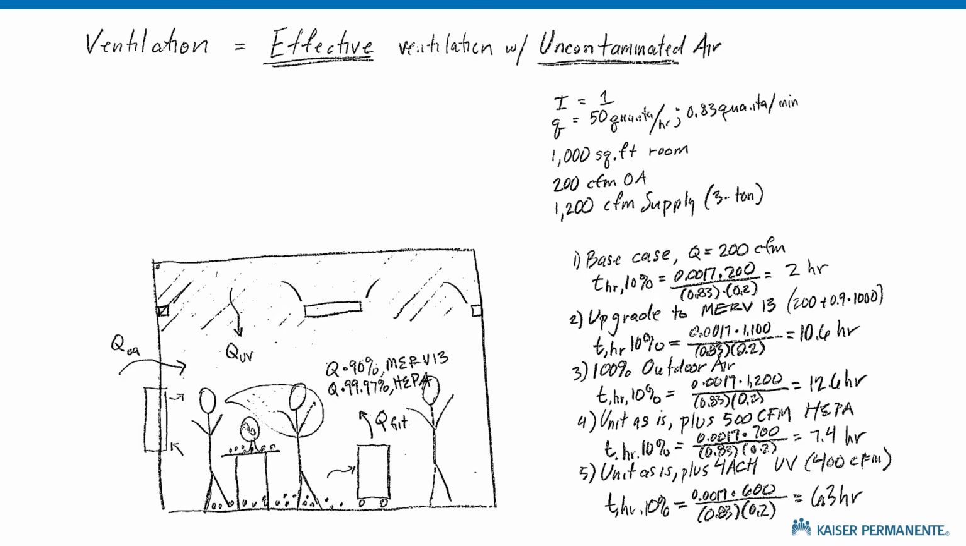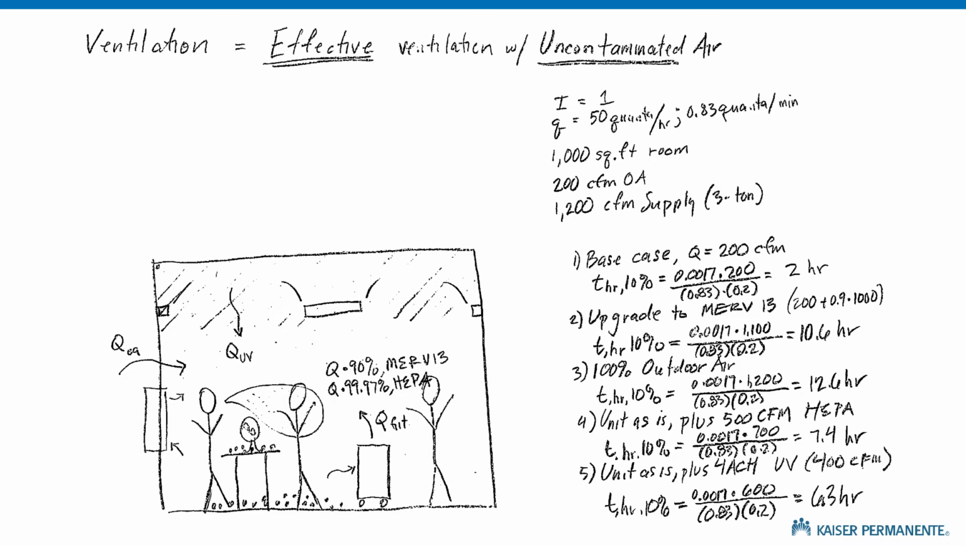We could keep the unit as is, but add a 500 CFM HEPA filter into the room. That's pretty good. Moves the risk up around 7 hours. Or we could put UV lights in, giving us an equivalent of 4 air changes of decontamination. That would be 400 CFM, and it would move the 10% risk marker just under about 7 hours, under 7 hours.